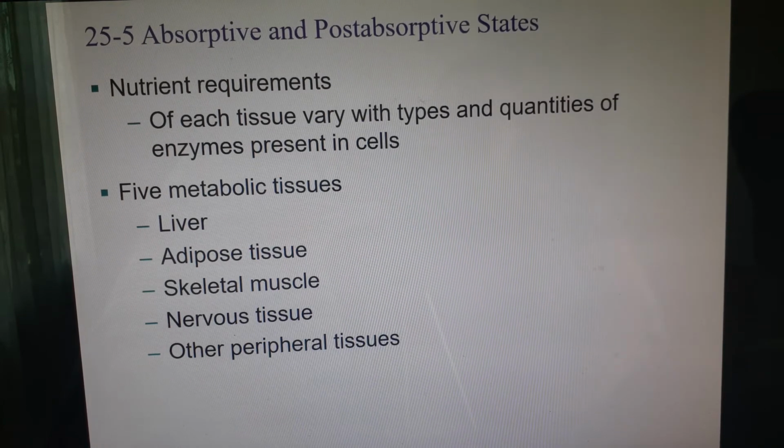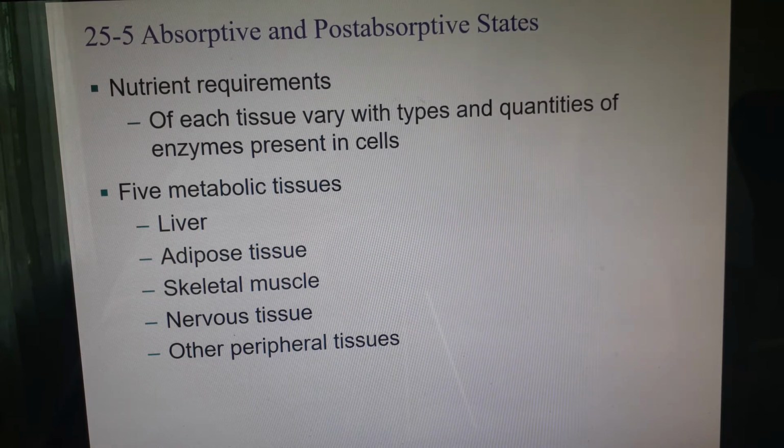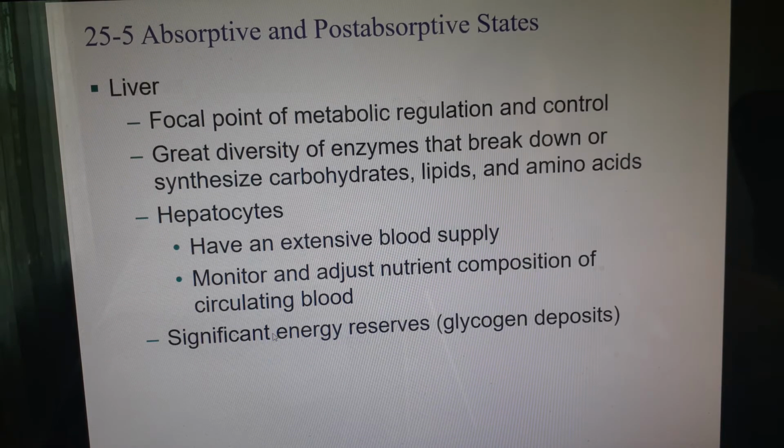All right, so then we're going to change gears. Nutrient requirements. This is saying that different parts of your body require different types of enzymes to be able to perform metabolism. And the 5 main areas of metabolism in your body are the liver, that one we kind of knew, fat, maybe not have known that one, skeletal muscle, nervous tissue. So those are individual tissue areas. And then other peripheral tissues is the 5th area.